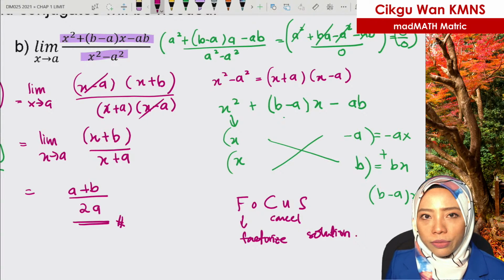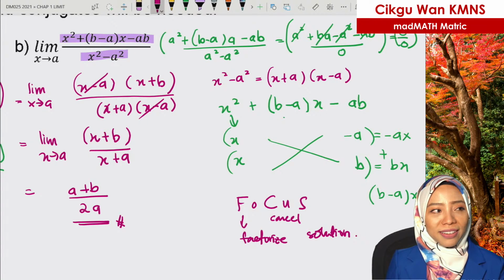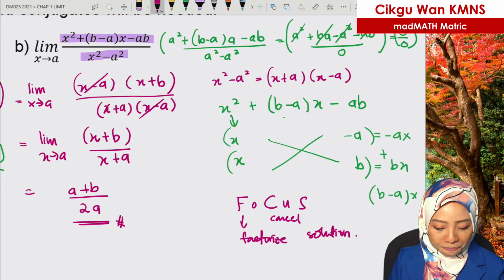Boleh lepas ni, solving when given to you a function that has more than one unknown. Ada x, ada a, ada b, macam-macam. Okay. Alright, boleh?